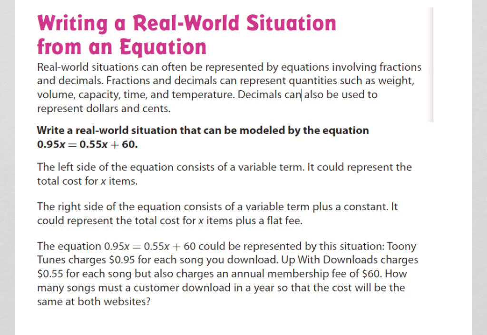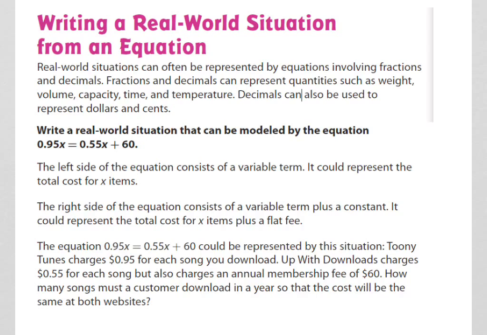So it gives us the first example by saying write a real world situation that can be modeled by the equation 0.95x = 0.55x + 60. According to the author, the left side of the equation consists of a variable term, 0.95x, and it could represent maybe the total cost for x items, maybe apples or berries, at 95 cents per pound.